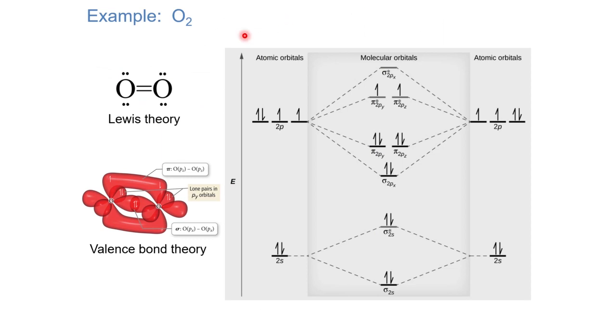So let's look at oxygen as an example. Here's our Lewis theory. It shows that we have a double bond between two atoms, and we have two sets of lone pairs on each oxygen. For valence bond theory, we imagine that we have a sigma bond and a pi bond, and then we have lone pairs in these py orbitals.